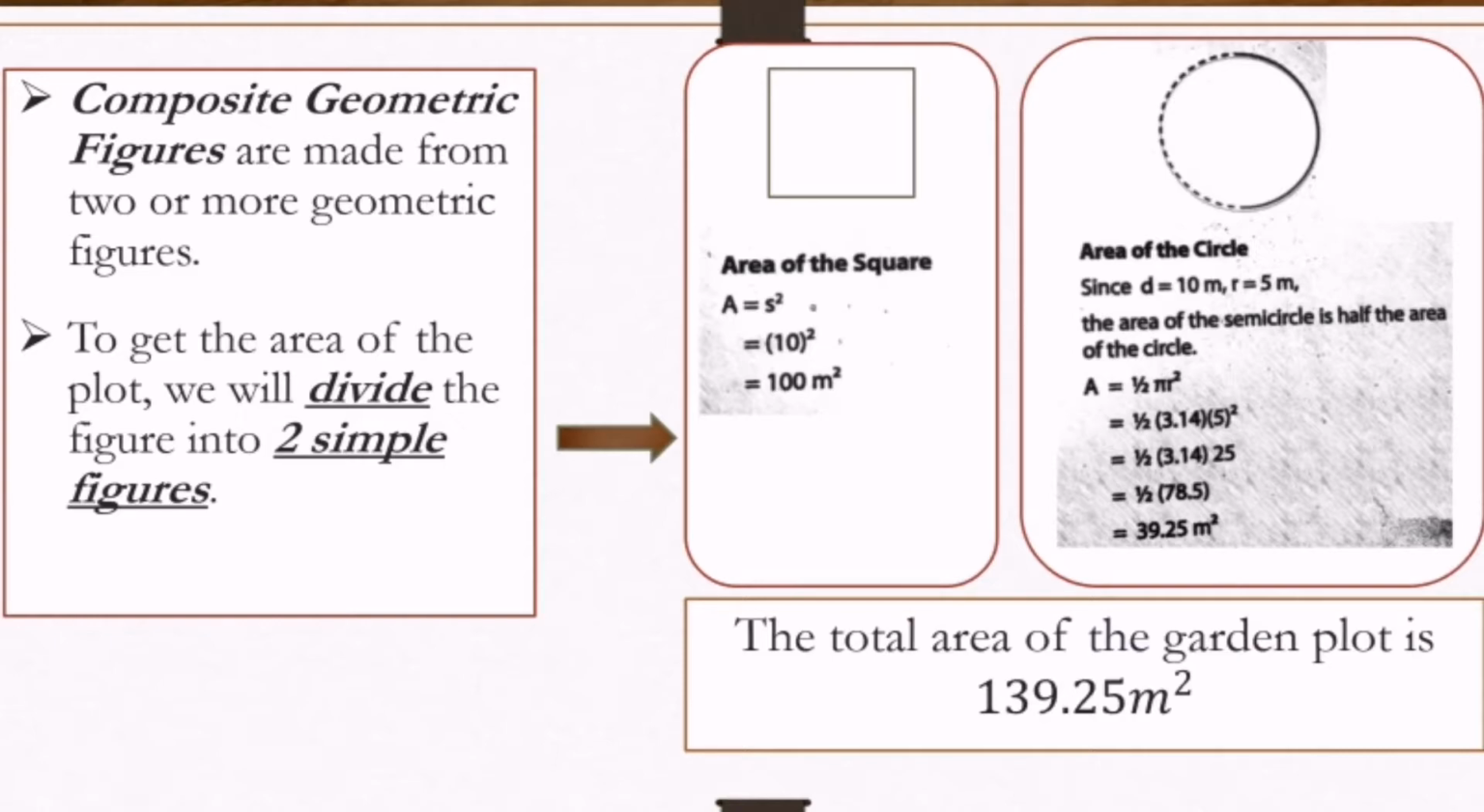So the total area of the garden plot is 139.25 meters squared.